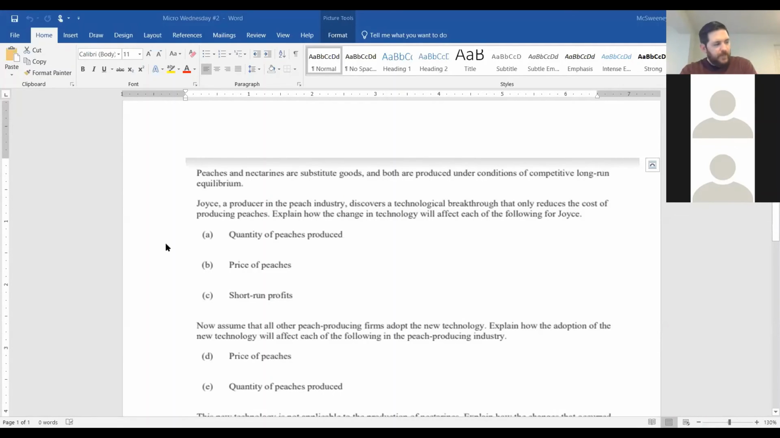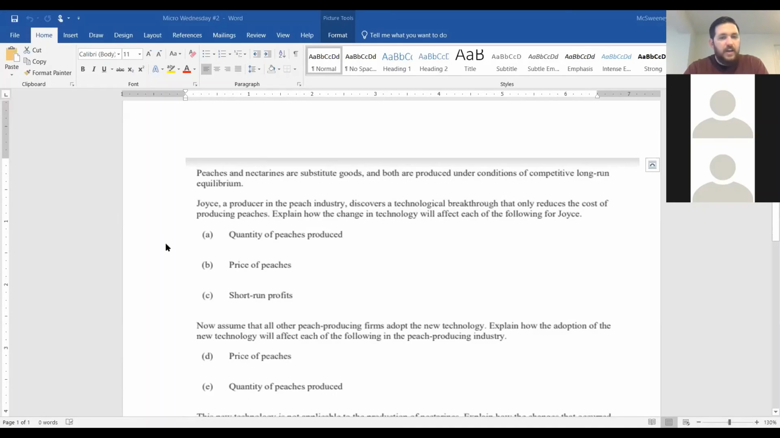B, the price of peaches. I am a price taker in the market. Only my firm has been impacted by technological innovation. Therefore, the price in the market stays the same. Why? Because I'm only analyzing Joyce's firm. I'm not analyzing the market. And I'm a price taker. So you could even get away with just saying Joyce is a price taker, and that's it.